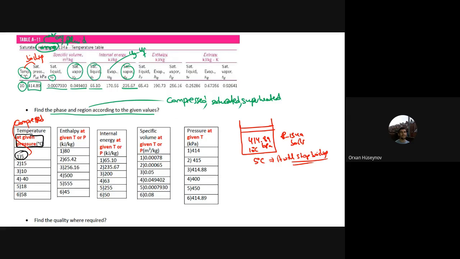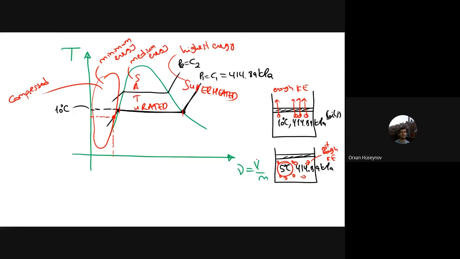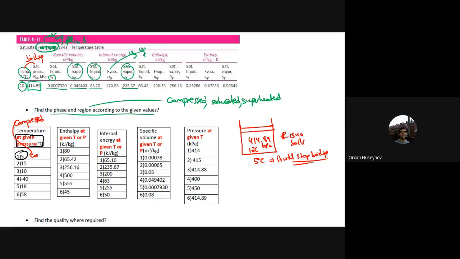So if it boils at 10 degrees Celsius, it means that at 5 degrees Celsius it cannot boil. Okay, so 10 is here, 10 degrees Celsius. This boils at 10 degrees Celsius. If the temperature is less than 10 degrees Celsius, then it means that you are falling in the compressed region. And since you are in the compressed region, you cannot have boiling here.